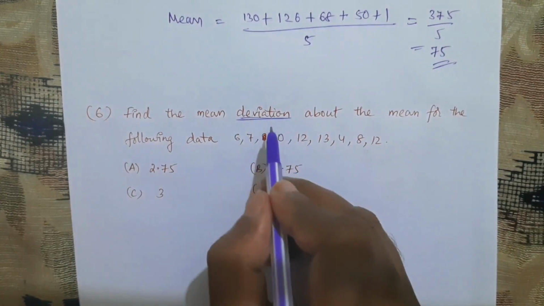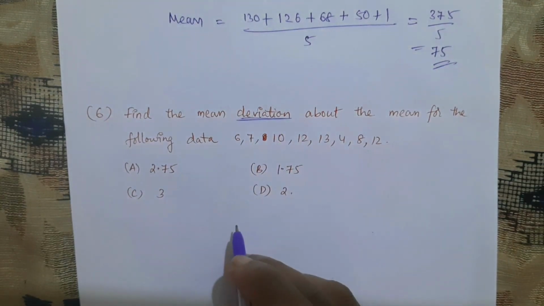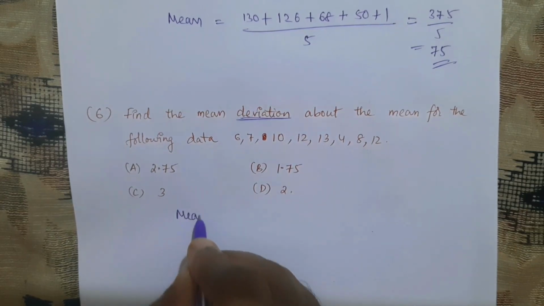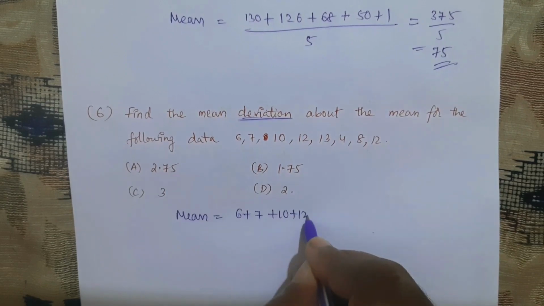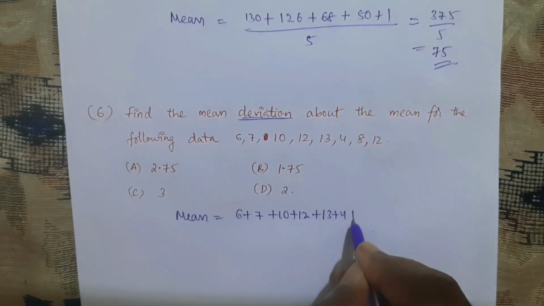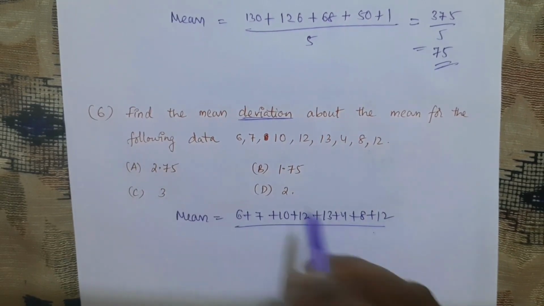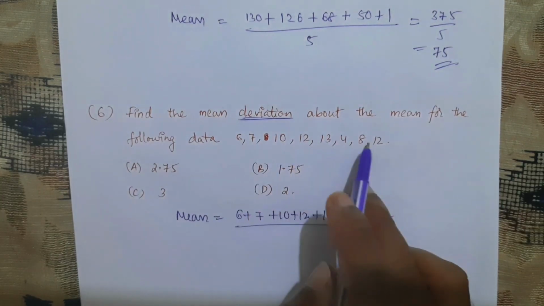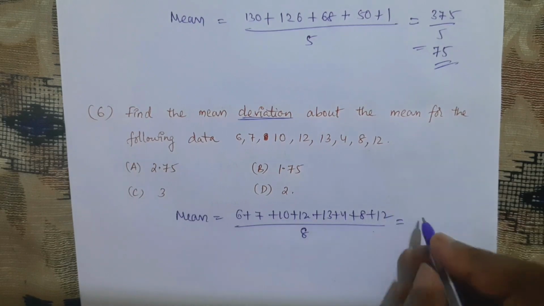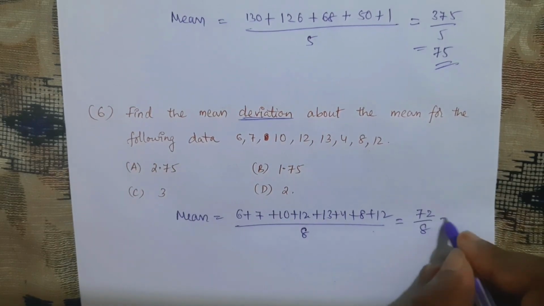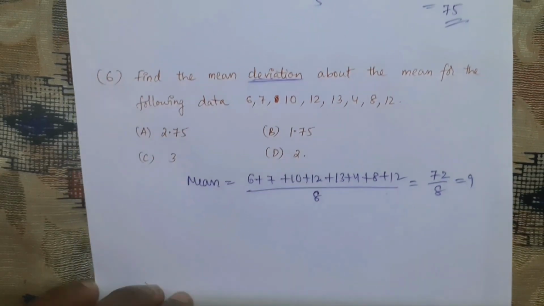First, to find the deviation, we need to find the mean. What is the mean here? The actual mean is 6 plus 7 plus 10 plus 12 plus 13 plus 4 plus 8 plus 12 divided by 8, as there are 1, 2, 3, 4, 5, 6, 7, 8 observations. If you calculate all these values, you will get 72 by 8, which is equal to 9. That means this is the mean.